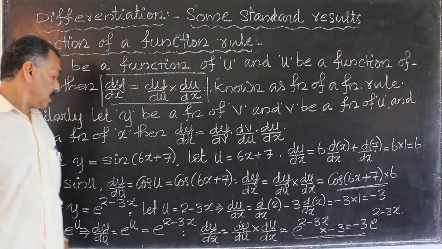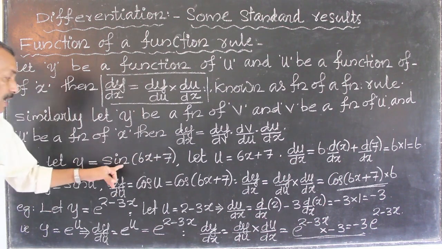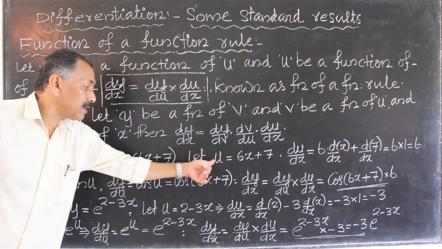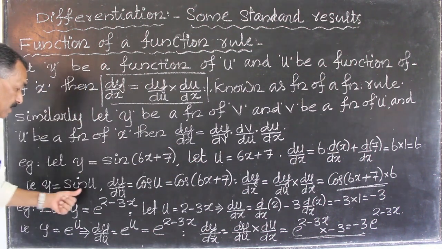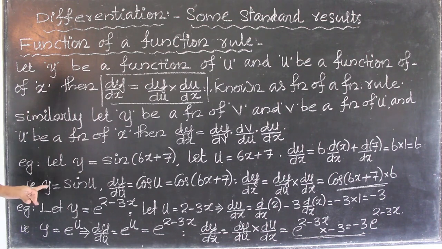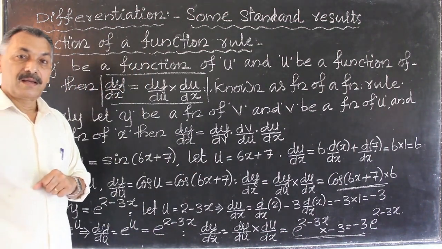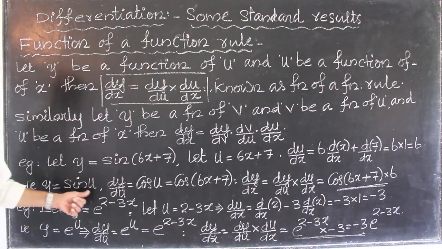Okay. Then what is given? y is equal to sine of 6x plus 7, that is, y is equal to sine of u. So y is a function of u, and again u is a function of x. We differentiate y with respect to u, where y is equal to sine u.